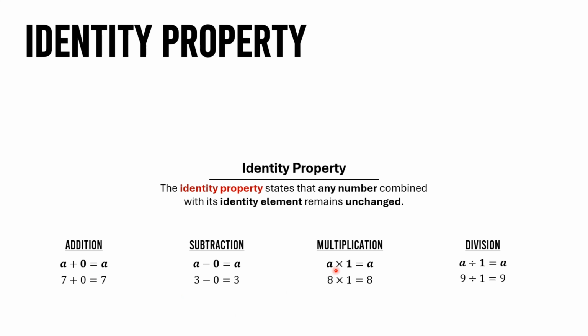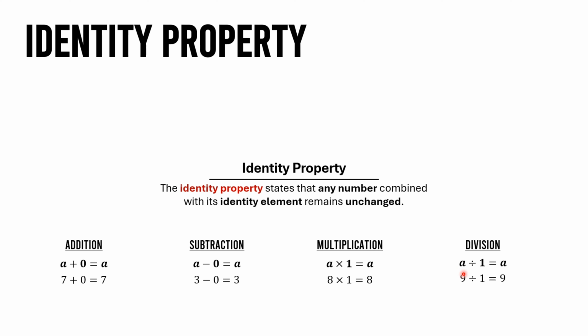Multiplication, a times 1 equals a, 8 times 1 equals 8. So for multiplication, the identity element is 1, it's not 0. If we would do 8 times 0, it would be 0. So 1 is the identity element for multiplication.